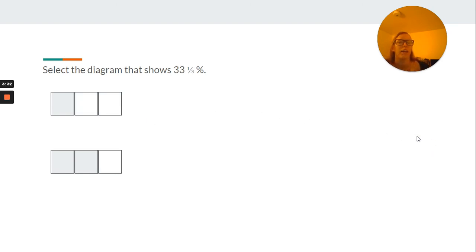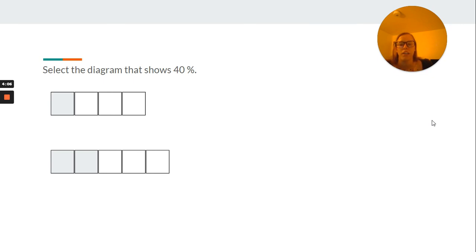Go ahead and think about this one on your own. Remember, it's part of 100. So 33 and a third percent out of 100. When you're ready, hit play to see what the answer is. So if we were to add 33 and a third to itself, we'd get 66 and 2/3, and one more time we'd get 100. So we know that it needs to be 3 broken up parts, and only one of them should be shaded. So it's going to be this first one.